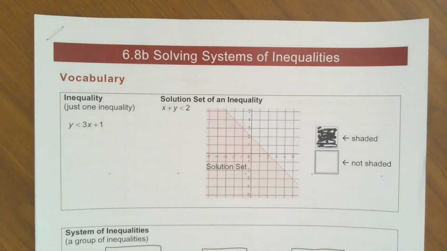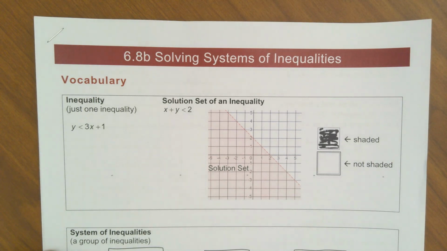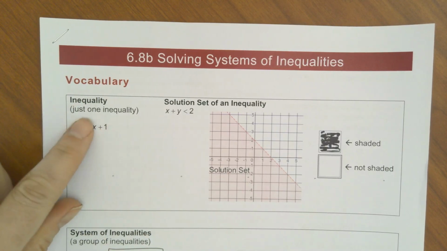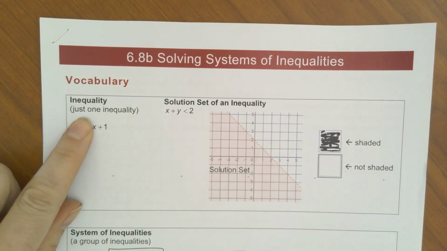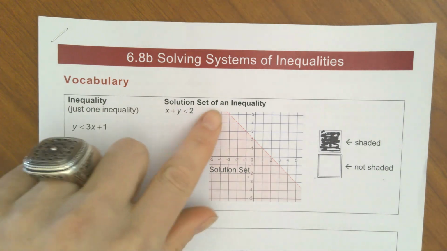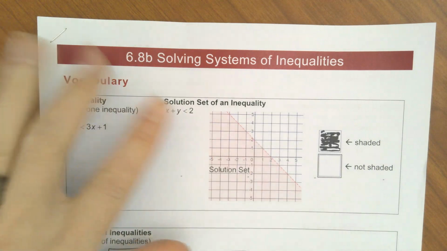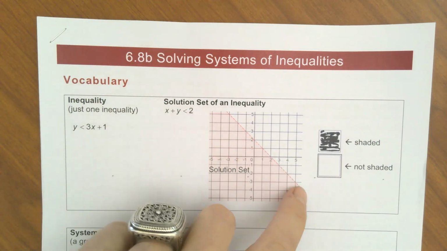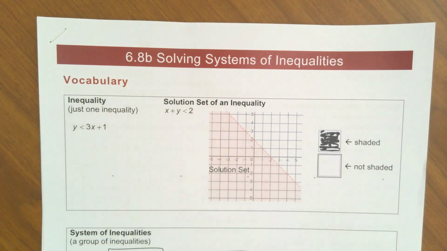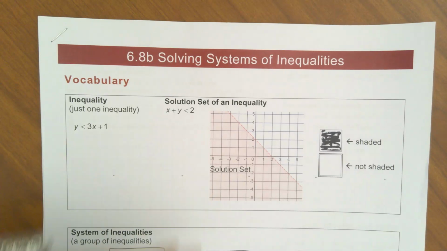Now we're in 6.8b. Let's just go over the vocabulary. So this is an inequality, and the solution set of an inequality is the colored area. Sometimes it includes the boundary and sometimes it excludes the boundary. When it's dashed, it's excluding the boundary. So we did that in the last section.